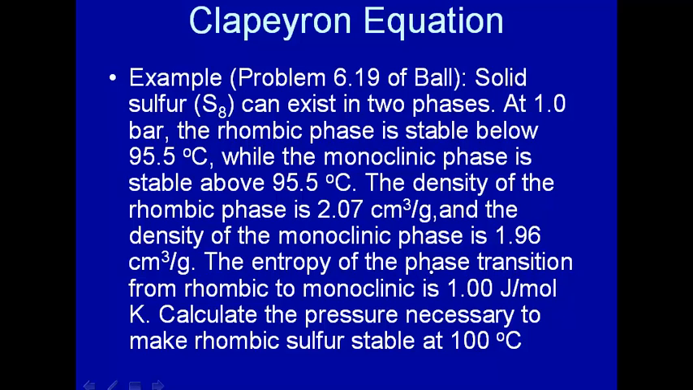We have the entropy, so let me call this the partial molar entropy change going from rhombic to monoclinic, which is that. Calculate the pressure necessary to make rhombic sulfur stable at 100 degrees.